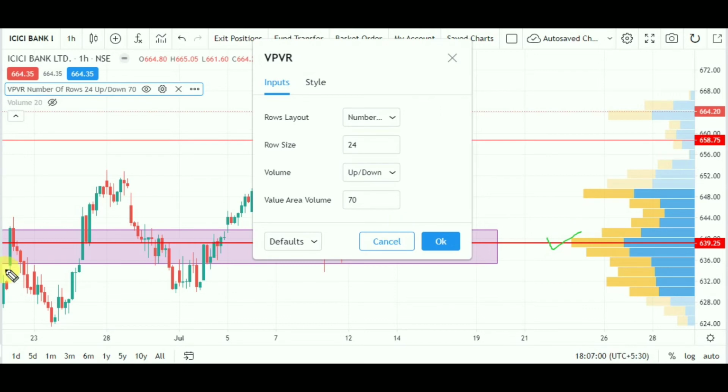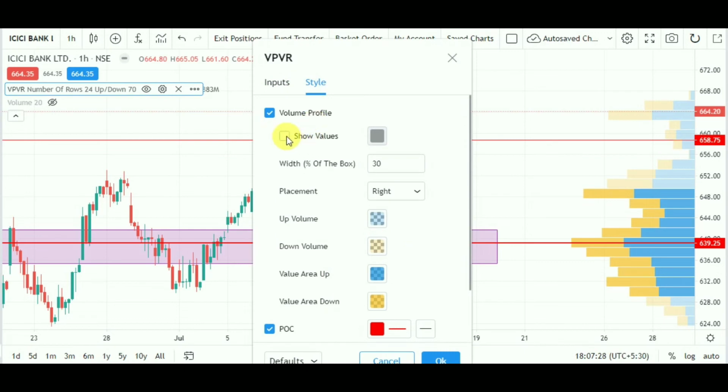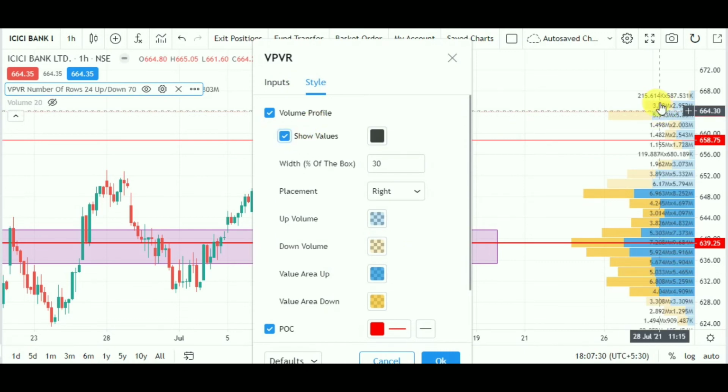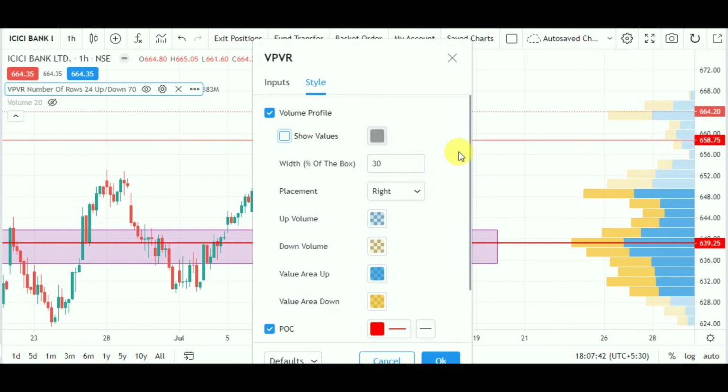Next one is style. First, show values. Turning this on displays the value of the volume profile. By default, this option is not selected. Unless you want to see the value of up/down volume or total volume, this option is not needed. Next, width. This represents the width of each horizontal bar. You need to enter a number here. The default option is 30. Increasing width beyond 30 would increase the horizontal size of each bar and vice versa.